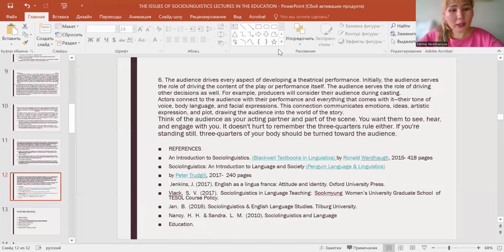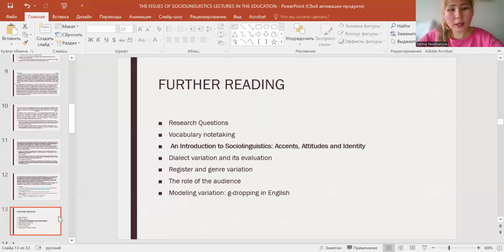Here we have some references and further reading for your attention. We have some research questions, vocabulary note taking, and also an introduction to social linguistics, dialect variation and its evaluation, register and genre variation, and the role of the audience and modeling variation, G dropping in English.